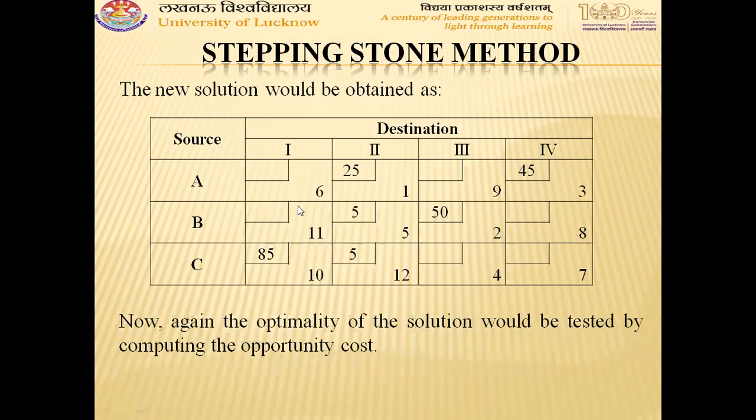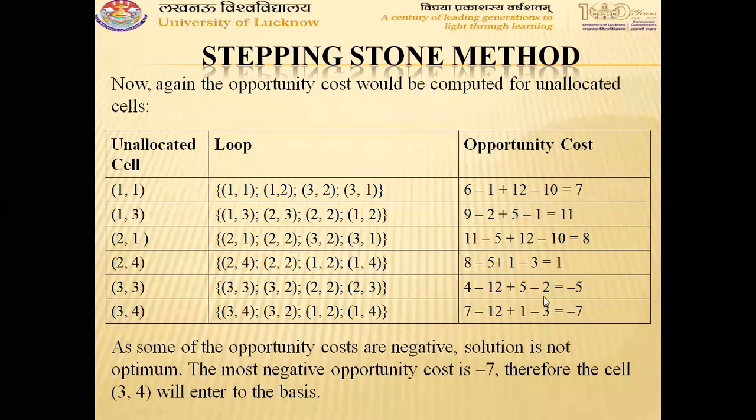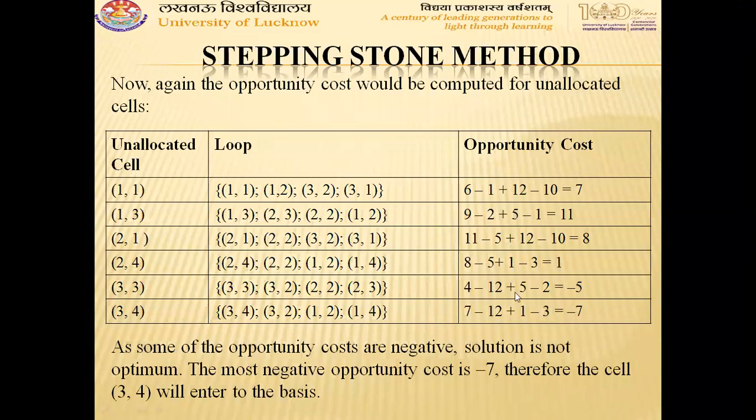Now we have again 6 unallocated cells, 1 comma 1, 1 comma 3, 2 comma 1, 2 comma 4, 3 comma 3 and 3 comma 4. Again we calculate the opportunity cost. So for each unallocated cell, loops are constructed and opportunity costs are calculated. Here, 4 opportunity costs are positive, whereas 2 are negative. So we can say that our solution is again not optimum. And most negative opportunity cost is -7. That is cell 3 comma 4 will enter to the basis.